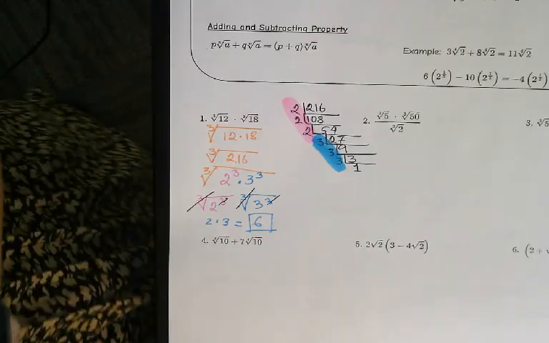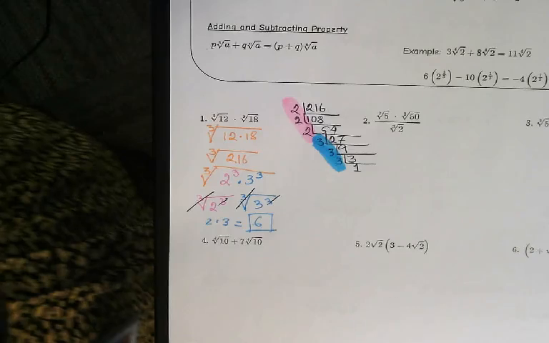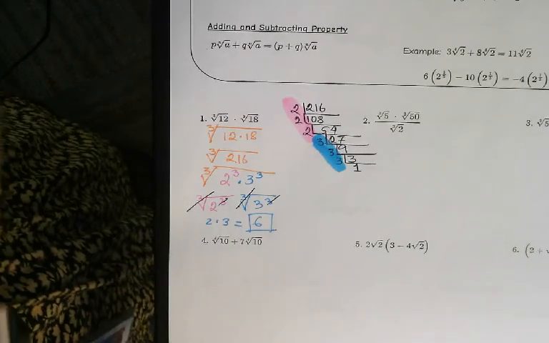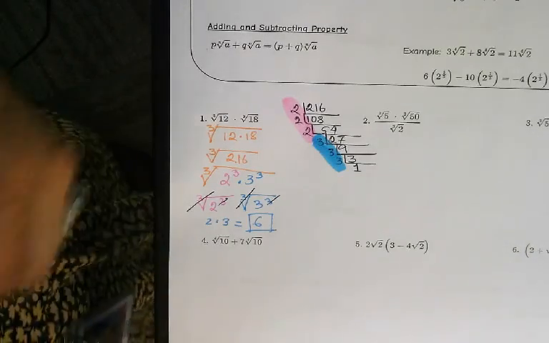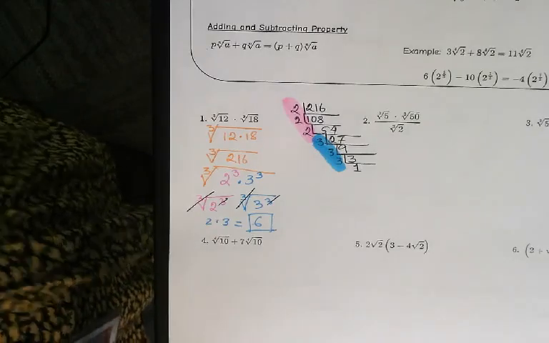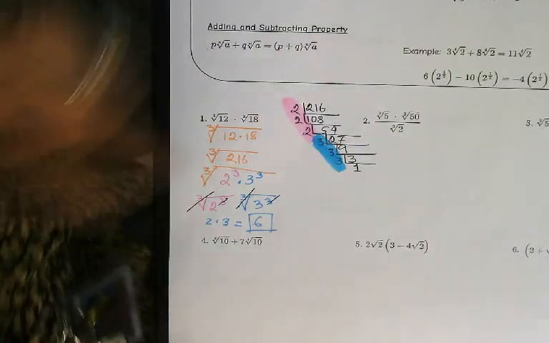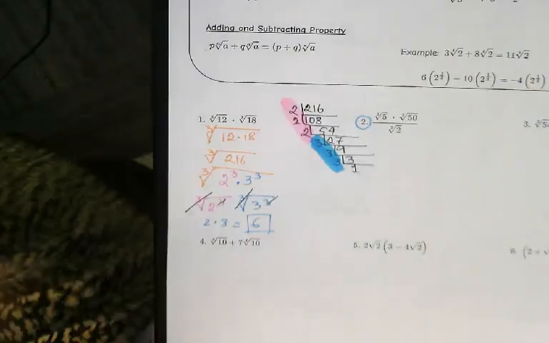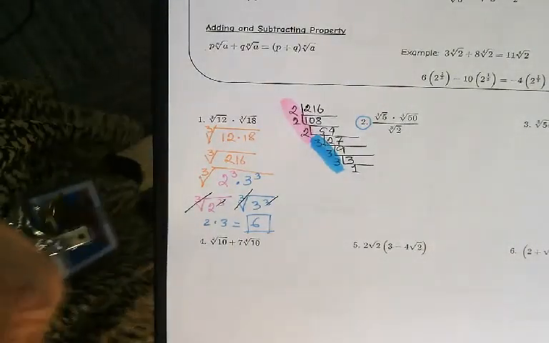Let's try one more. Let me give you a clue on number 2, then you're going to finish it. You got 5? Which one? Oh, okay. Let's check together. Good job.